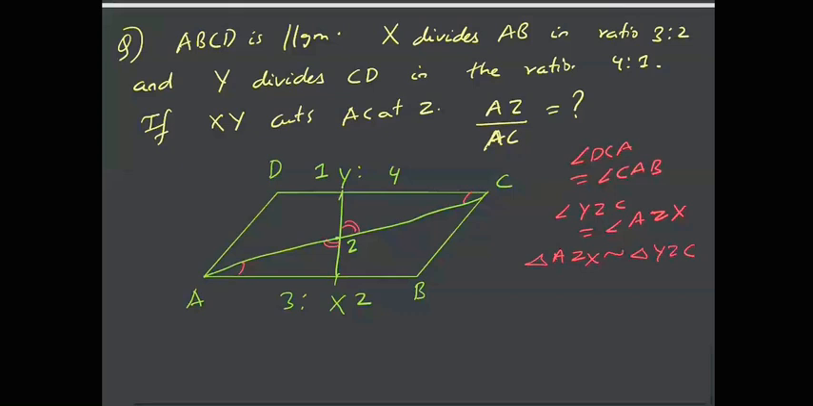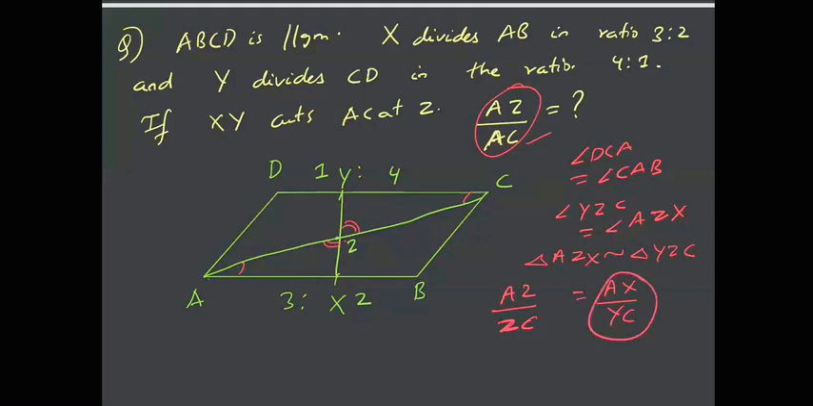Fine. Now we need AZ over ZC, right? We need actually AZ over AC, but if we can find AZ over ZC, then we can also find AZ over AC. So AZ over ZC is nothing but equal to AX over YC, right? By the property of similarity of two triangles. Now what is this AX over YC? We can't say directly that AX over YC is 3:4, right?